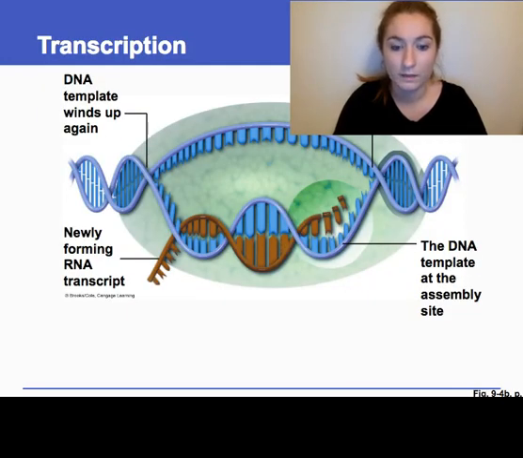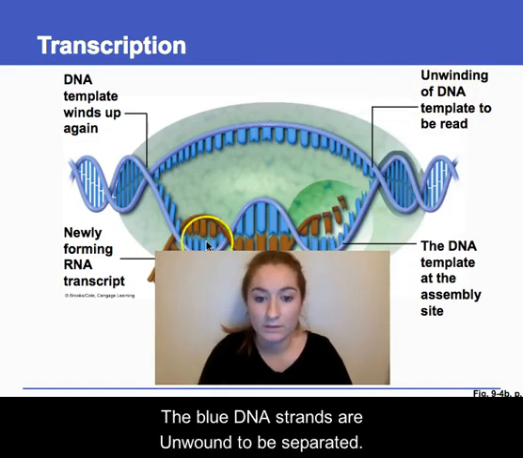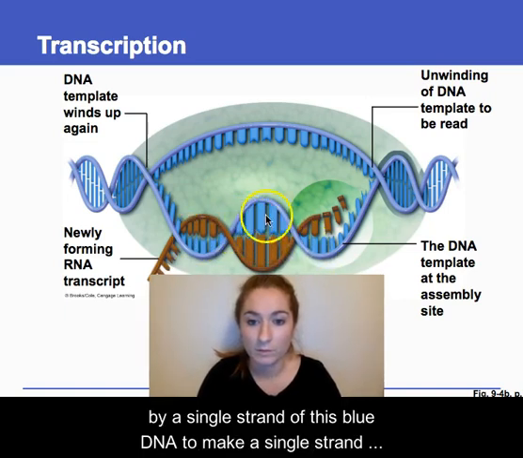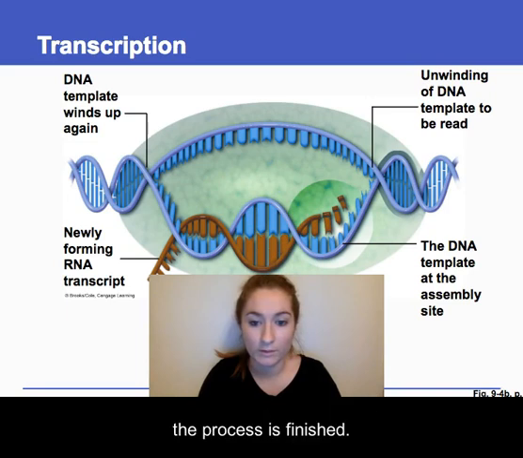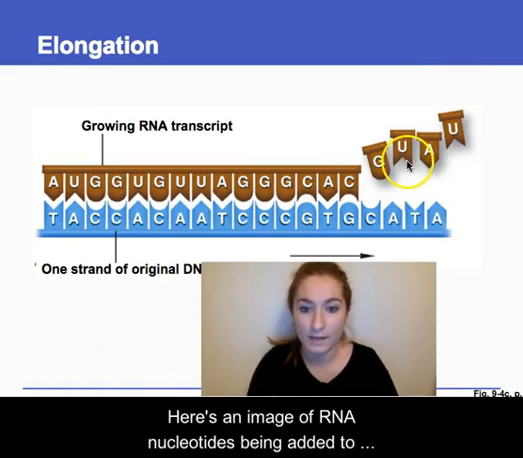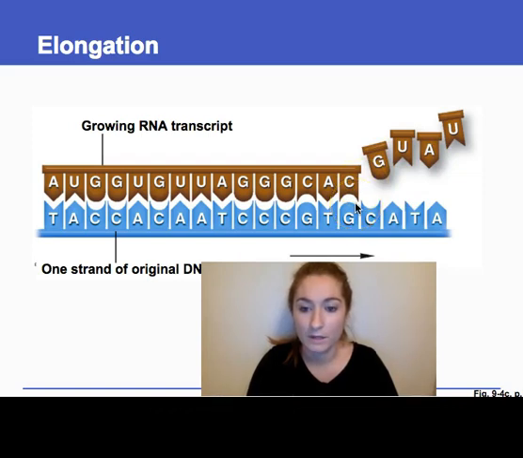Here is an image of transcription taking place. The blue DNA strands are unwound to be separated. The RNA is being made by a single strand of this blue DNA to make a single strand of the brown RNA. The DNA will then wind up again back to normal when the process is finished. Here is an image of the RNA nucleotides being added to the RNA molecule as the DNA nucleotides are being read. Your fourth keyword is R.